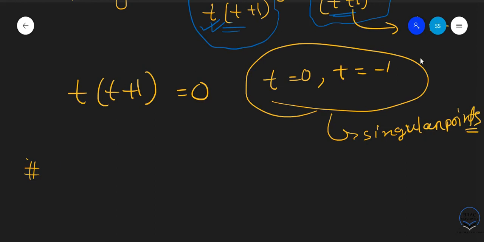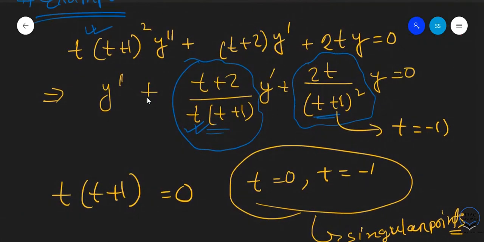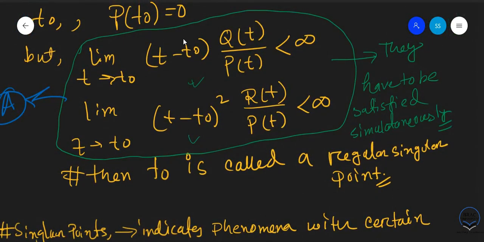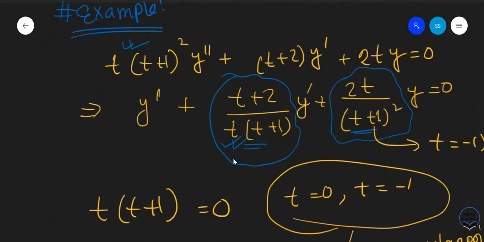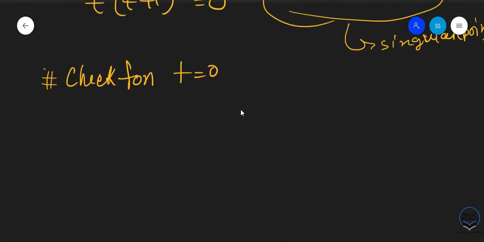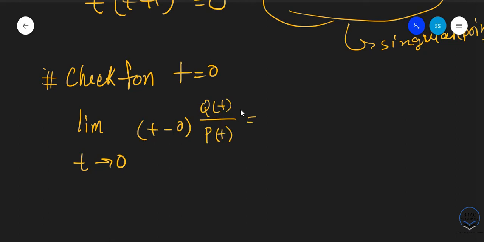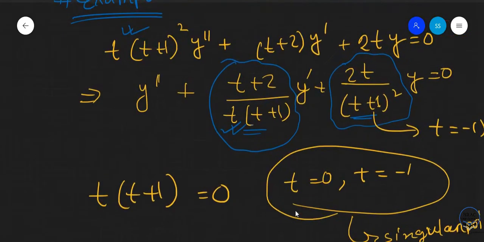Let's say we want to check for t equals 0. If you recall, this t naught will now be 0 because we want to test for this t naught. So we write limit t goes to 0, and this will be t minus 0, and obviously q(t) by p(t), this thing. Then we use the values of q and p that we can see from here.